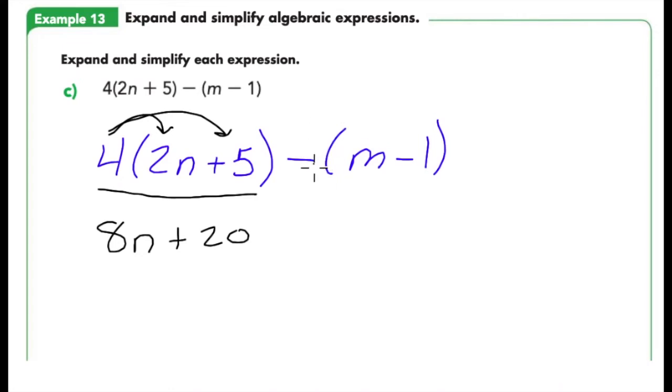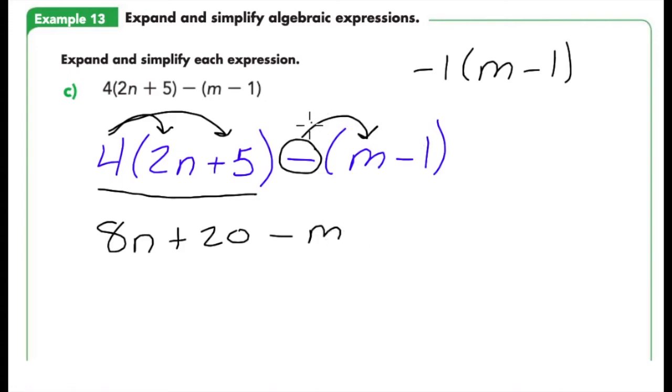For the second set of parentheses, we have a negative sign outside, and it's touching the parentheses here. So we're going to distribute this negative sign. From yesterday's work, we could have rewritten this as a negative 1 times the difference of m and 1, or we could just distribute knowing that it's a negative 1. So a negative times a positive m leaves me with a negative m, and a negative times this remaining negative 1 gives me a positive 1.